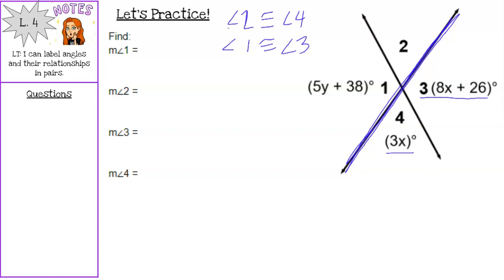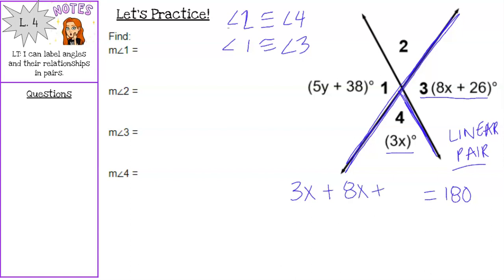So their relationship is a linear pair because they're on this straight line that's shaded in blue, and they share a side. So this is a linear pair. Touching angles that create a straight line. So I know that the relationship for a linear pair is that the two angles are going to add to make 180. So I can set up an equation that takes the measure of angle 4, 3x, adds it to the measure of angle 3, 8x plus 26, and sets it equal to 180.